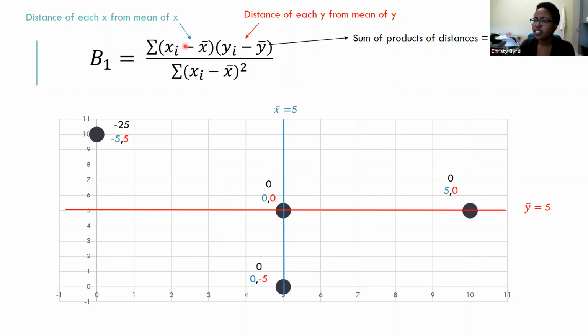So what we did is we got our distance for each person, did both distances, multiplied them, that's these black numbers, and then we added them all together to get our -25.